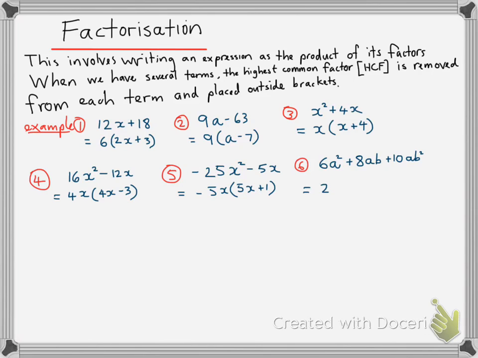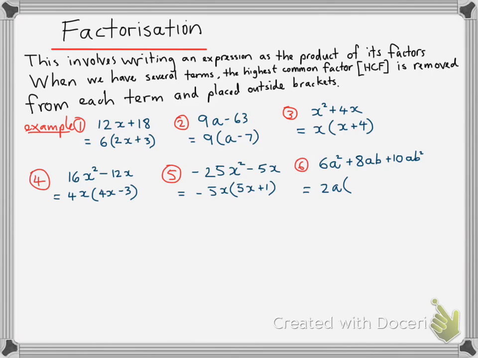A squared, 8ab and ab squared, the common factor there is a. They all contain at least an a. Notice this one doesn't contain any b's, so b is not a common factor to all three terms. So I take out an a, and now I introduce a bracket and work out each of the terms inside.